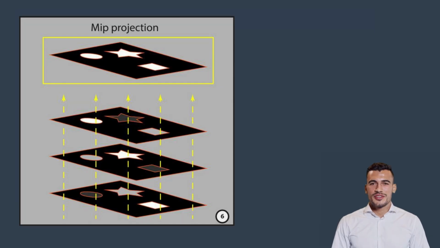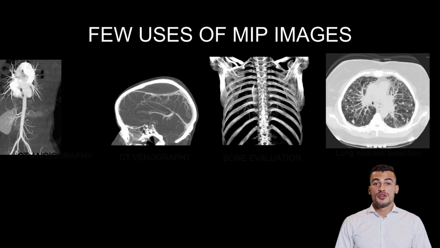Take some time, look at this image, and try to understand what is happening here. As the system looks through several sections, it selects the voxels with maximum intensity and displays them on the projected image, giving the so-called maximum intensity projection image. Fascinating, isn't it? Now coming to the uses of MIP images. Since they help us visualize the blood vessels better, they are used in CT angiography and CT venography. They can also aid in bone evaluation.